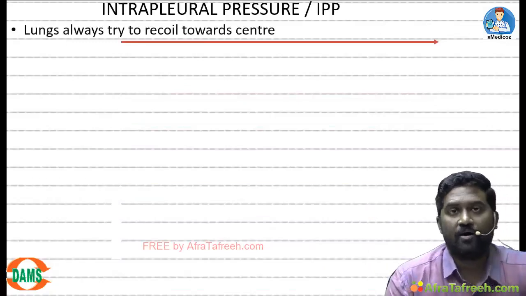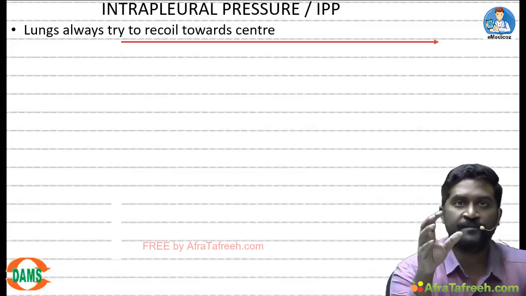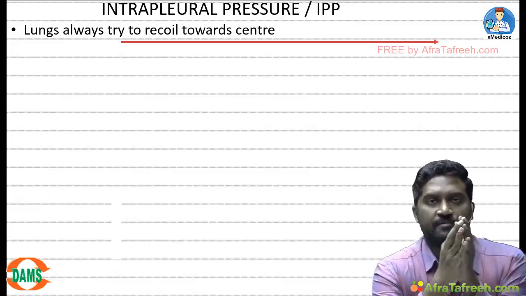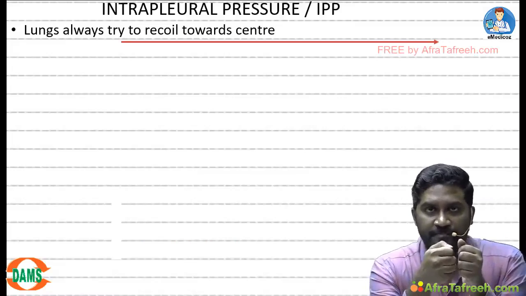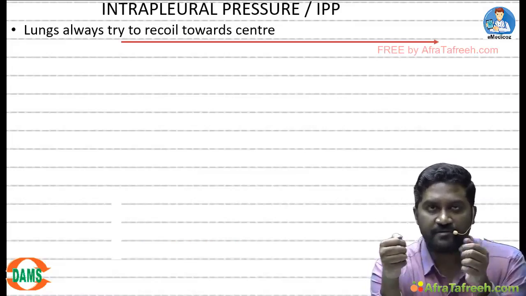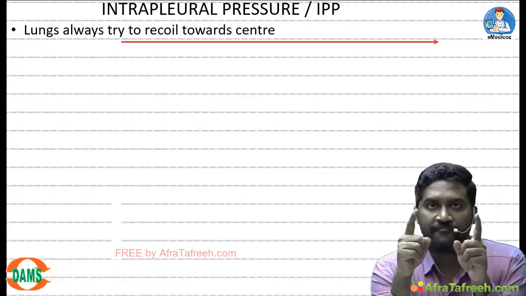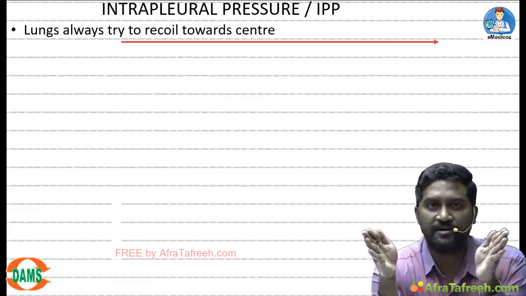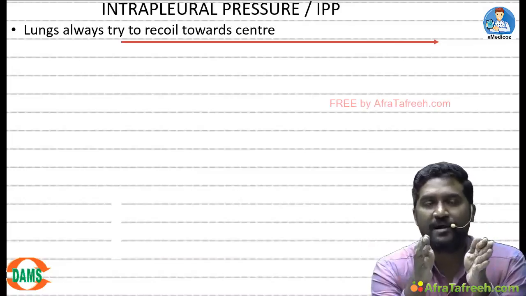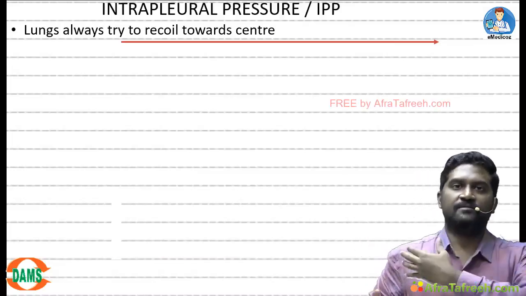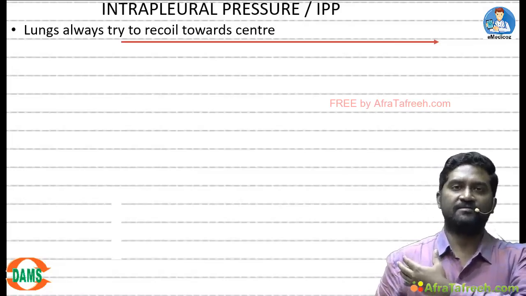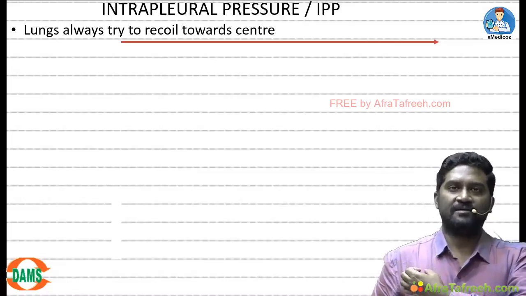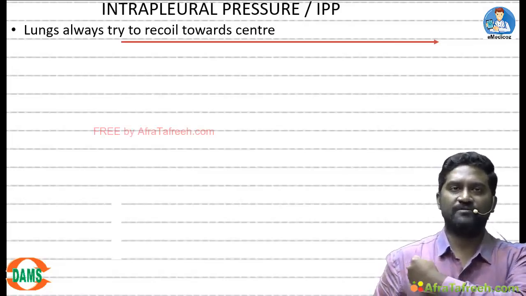My lung always tries to recoil towards the center. Your lung is a very good elastic structure. Suppose there is a spring, I stretch it to some distance and place it on the table. After some time, will that spring still be in the stretched position, or will it come back to its normal position? It will come back to its normal position. In the same way, your lung is a good elastic structure, so the tendency is always to recoil towards the center.